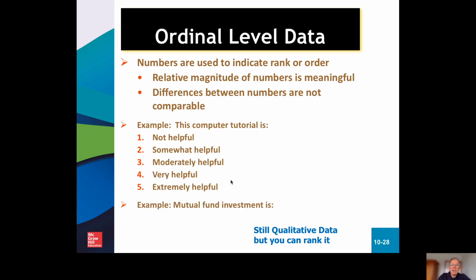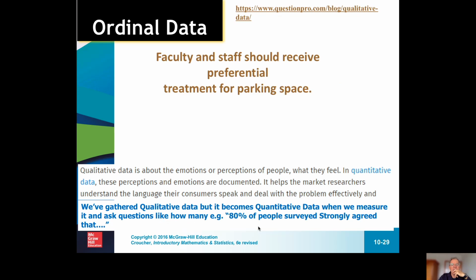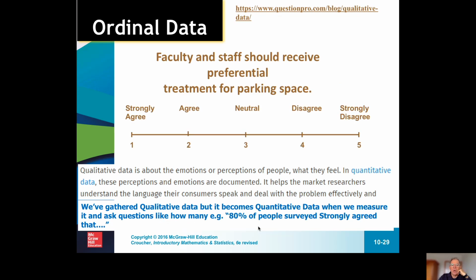And here, again, we're ranking. People are making a judgment on the quality of the service they've received. It's still qualitative data, but you can rank it, and you could also say what percentage found the service very helpful. 20% of people found the service very helpful, whatever. So hopefully you're getting a sense that statisticians like to categorize things. It's important for us to be able to understand that. So again, qualitative data.